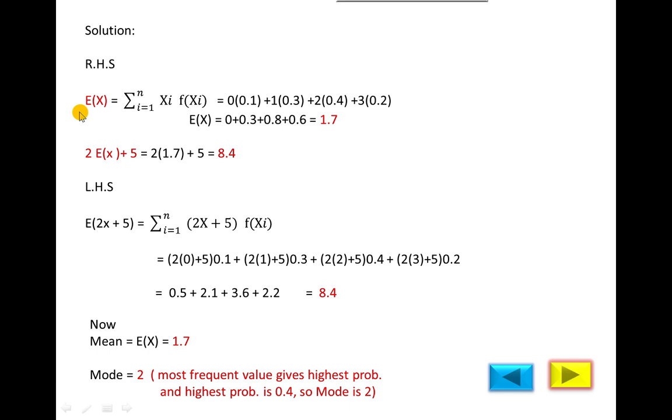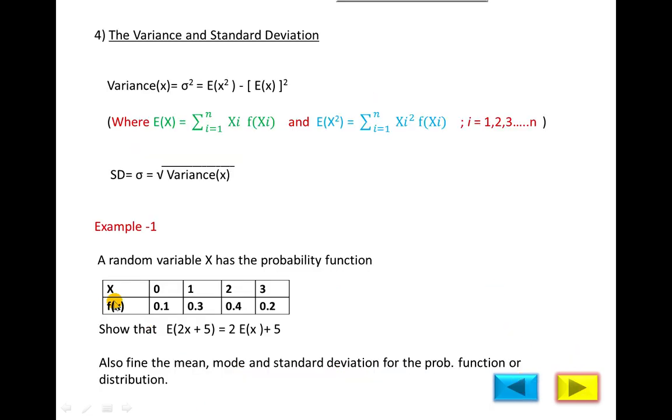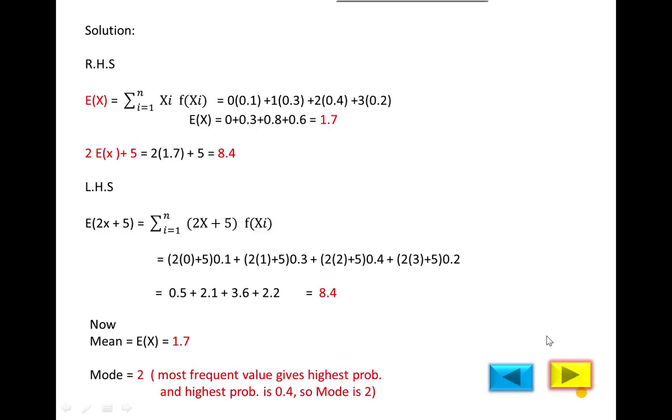So for the right hand side, first we will calculate E(x). The formula of E(x): the first value of x is 0 multiplied by probability 0.1, plus the second value 1 multiplied by its corresponding probability, the third value 2 multiplied by its probability, the fourth value 3 multiplied by its probability. This is the given data. Simplify this, and you will obtain E(x) equal to 1.7.